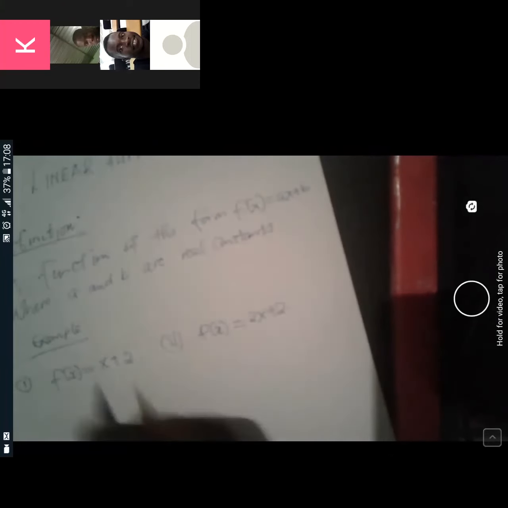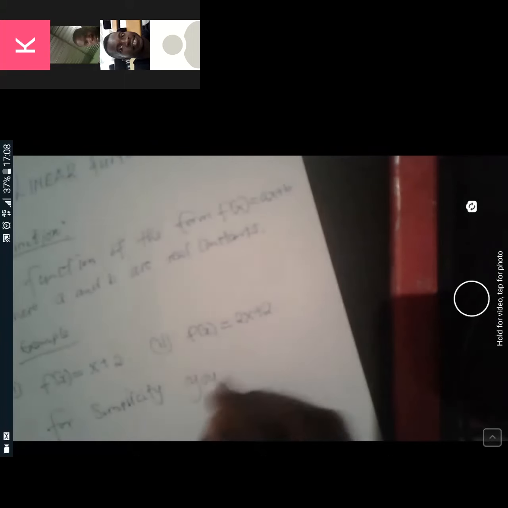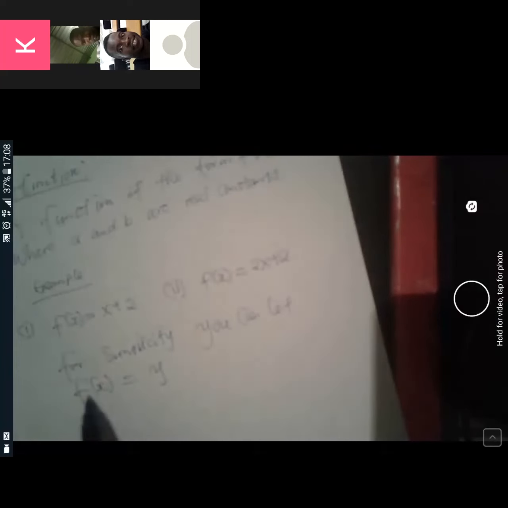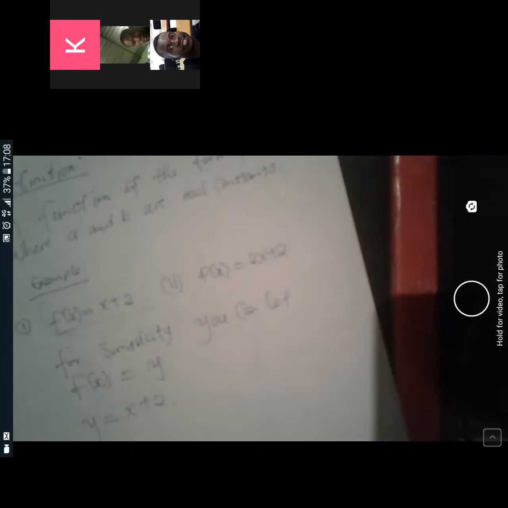So for simplicity, you can simply let f of x equal to y. I'm sure you are going to see some things like y equal to x plus 2. So we are talking about one and the same thing.